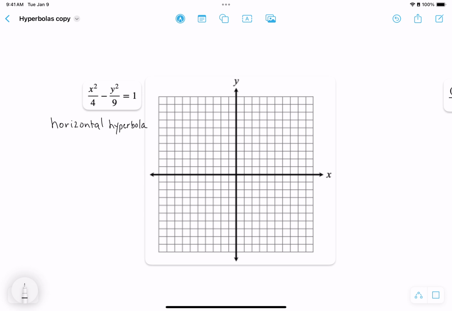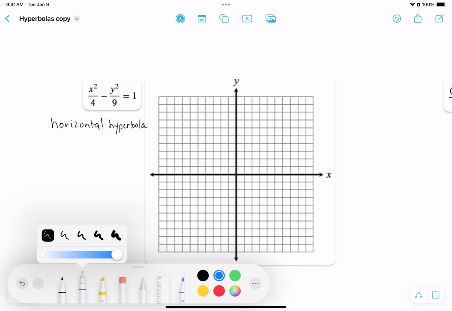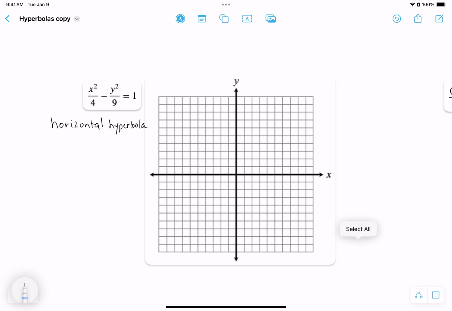So step number one said to make sure that it is in standard form, and this is in standard form. Step number two was to graph the center being h, k. So h, k are the numbers that are in parentheses, and we don't even have parentheses here. So what does that tell us about the center? It's the origin. Very good. The center is at 0, 0.